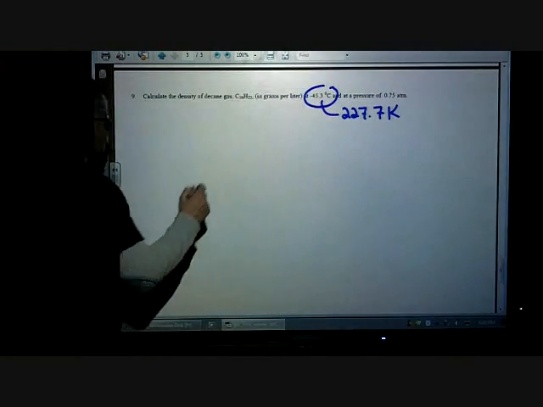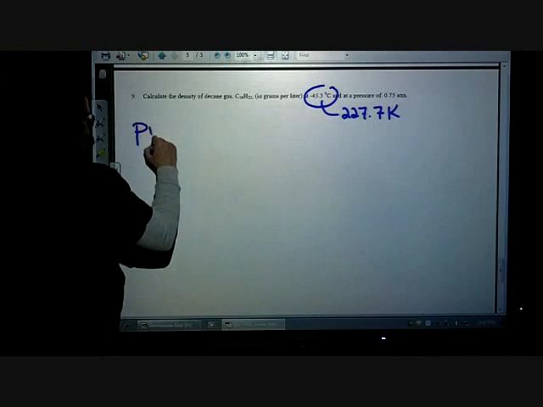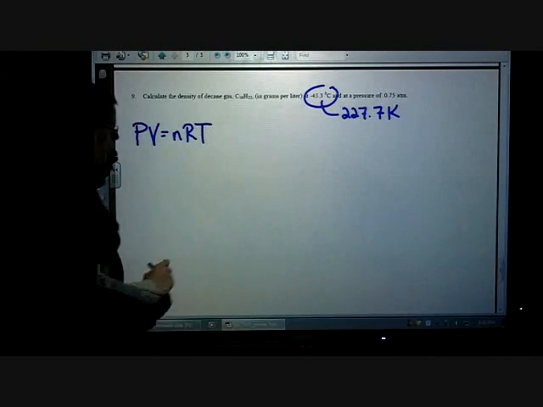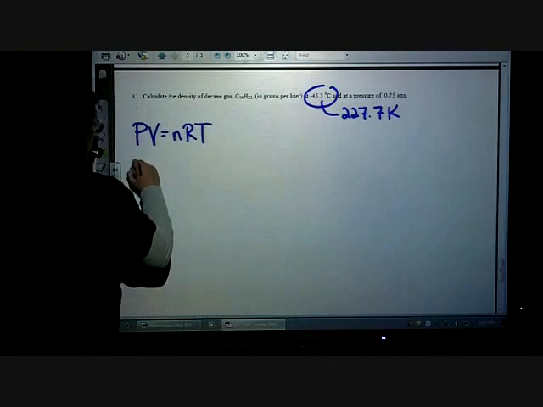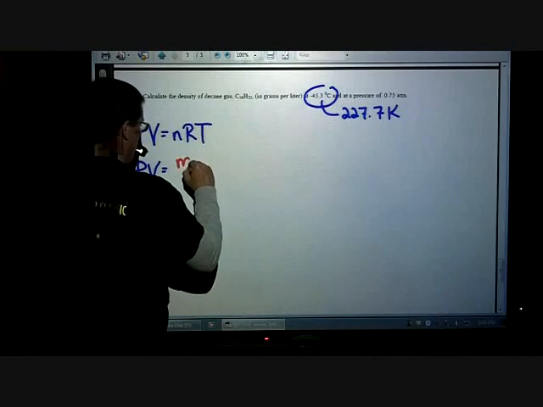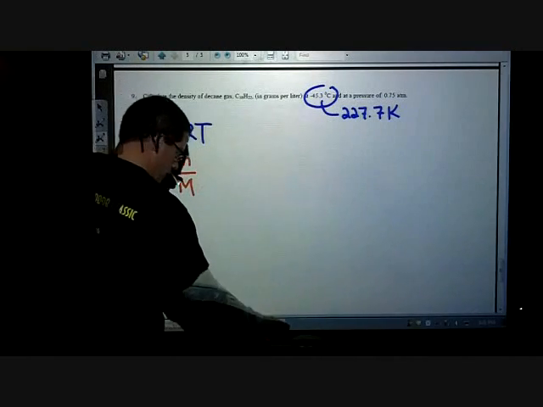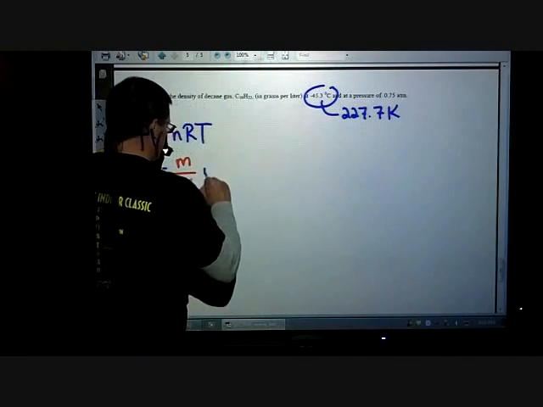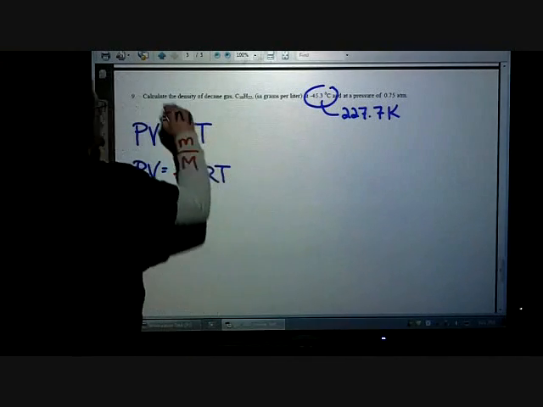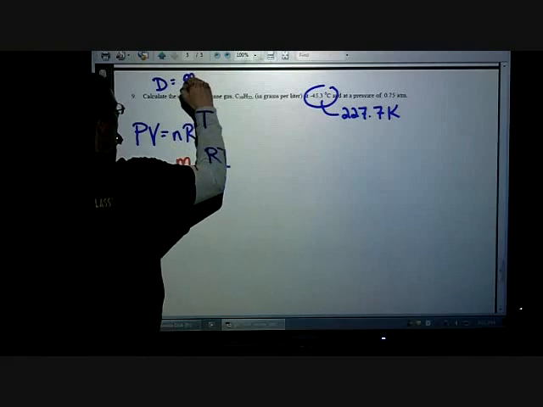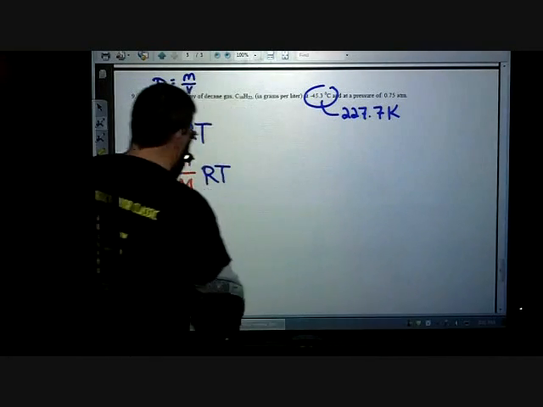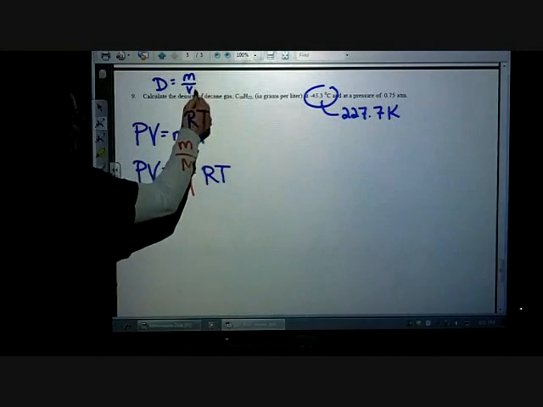All right, density. Using the equation PV equals nRT, and substituting PV equals little m over big M, RT. Okay, we need to set it up this way. Again, what we're looking for, density, is mass over volume. We have to show that. Okay, so we need to rearrange some variables. And what we need to get is the mass over the volume.